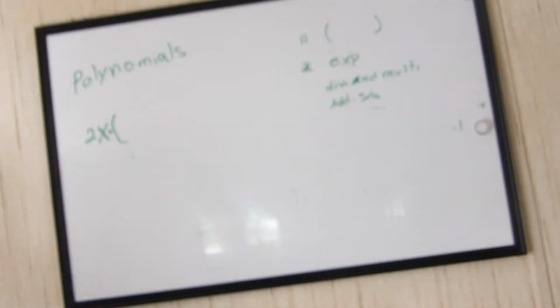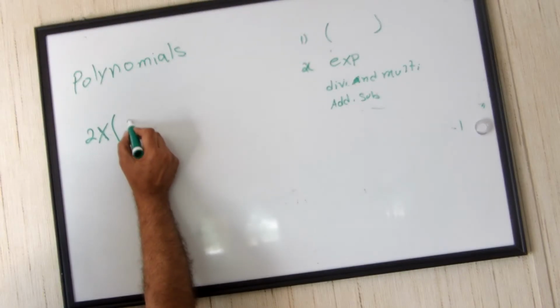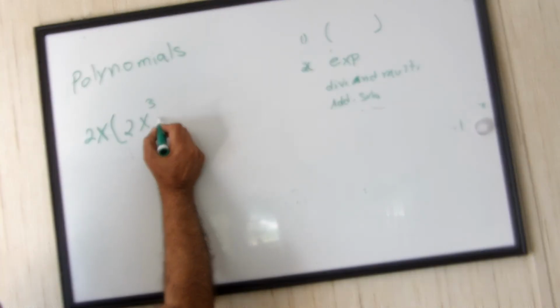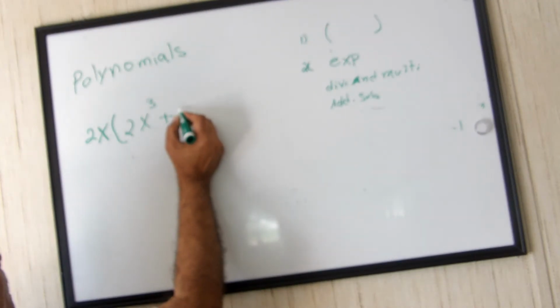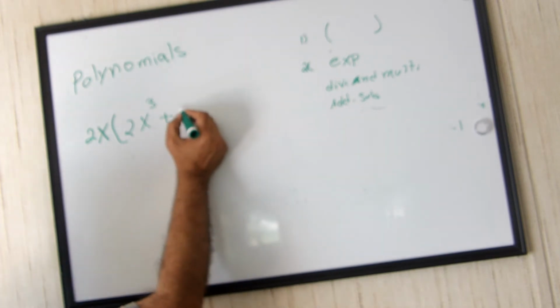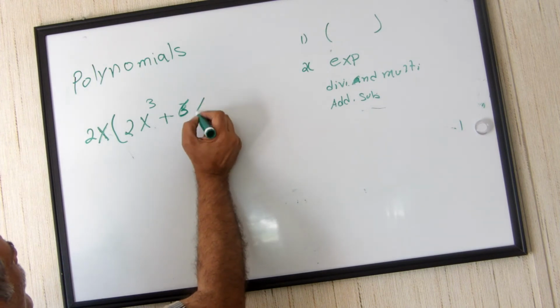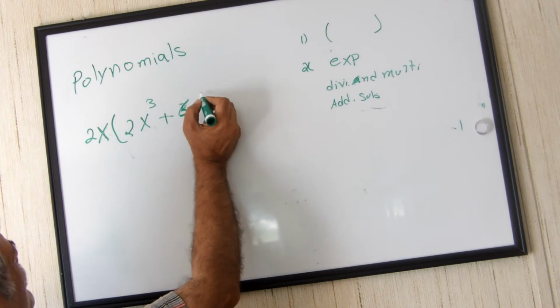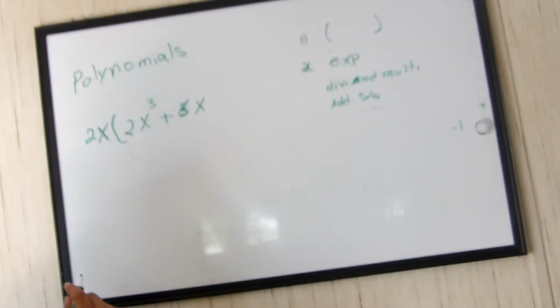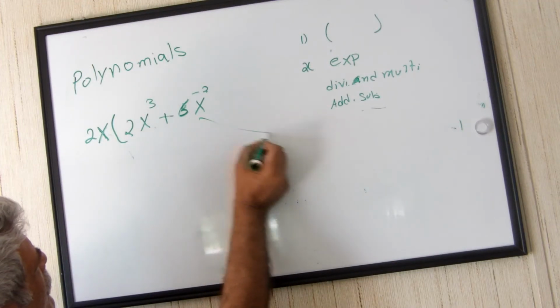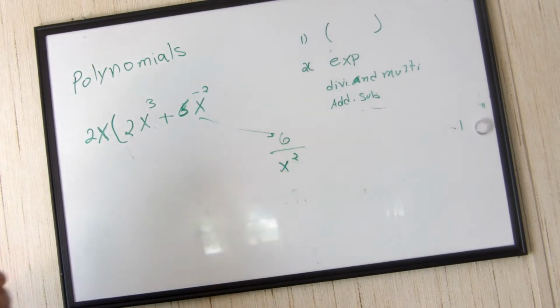Okay, so let's give an example. 2x to the power of 3 plus 6x to the power of minus 2. I want to make it like this, there's nothing wrong with it, it just means 6 over x squared. We bring it up and change the sign.